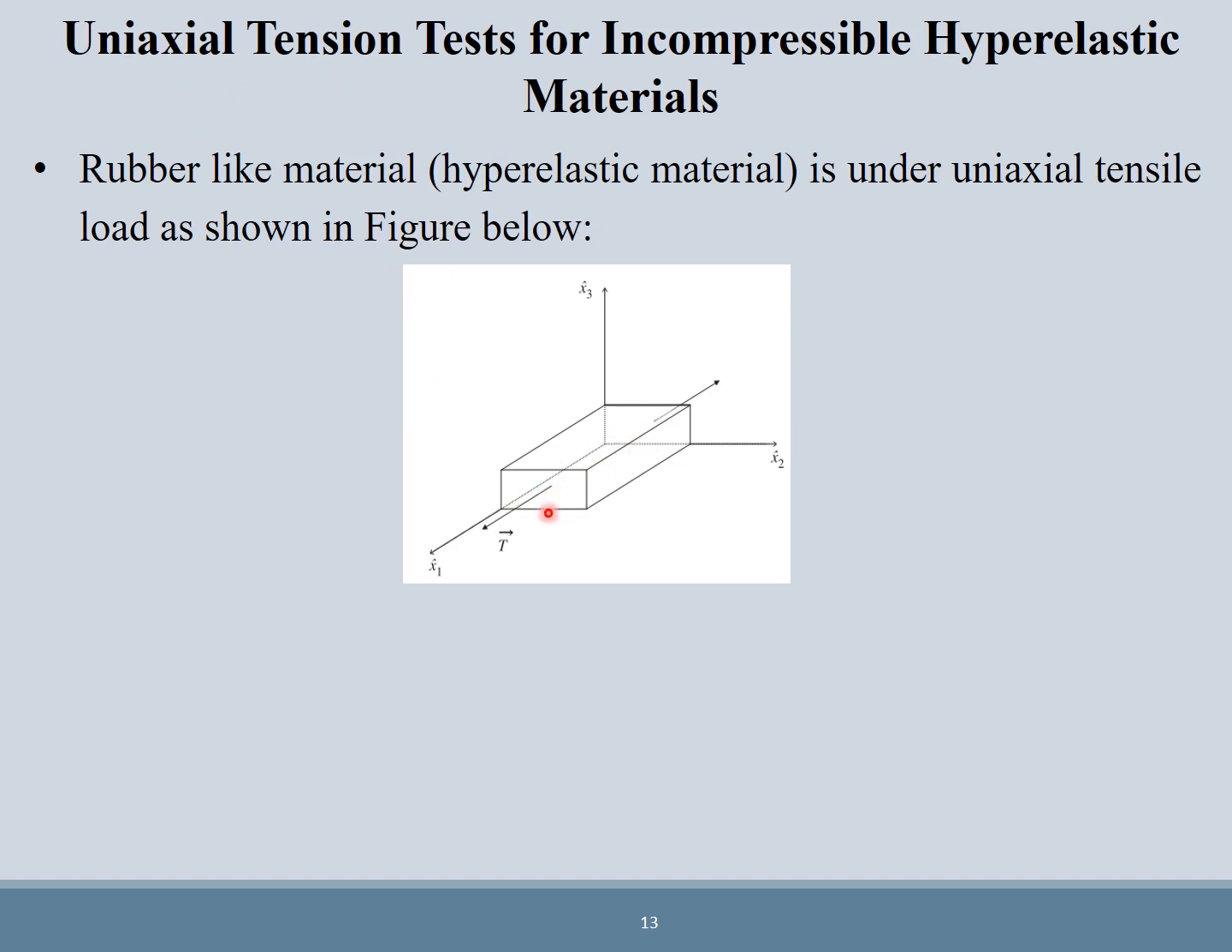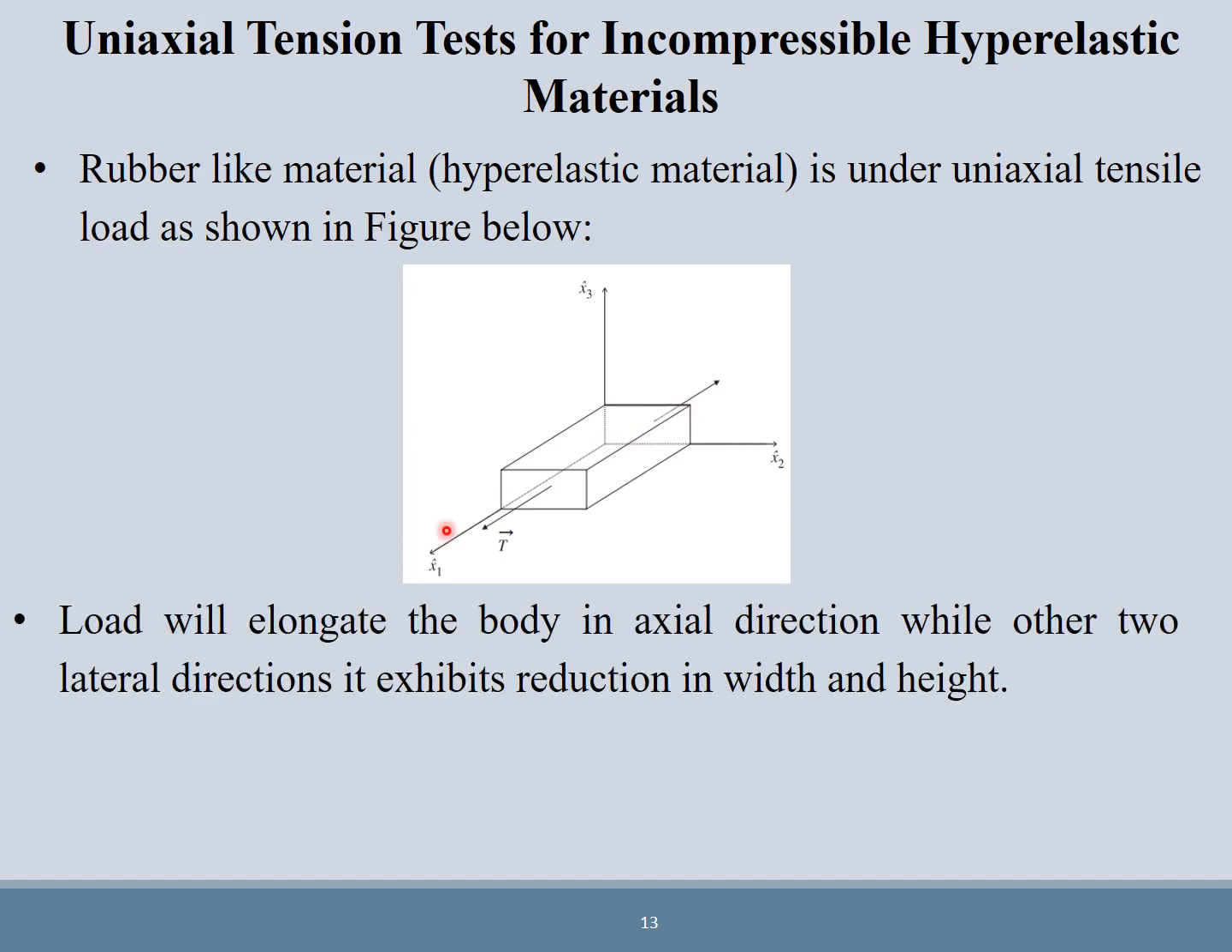Okay, and what happens to the other dimensions? If we assume a cube, the deformation in height and width will be the same. So when we apply the uniaxial load, the length increases, the height will decrease and the width will decrease. The load will elongate the body in the axial direction, while in the other two lateral directions it exhibits a reduction in width and height. Okay, so this you already know.